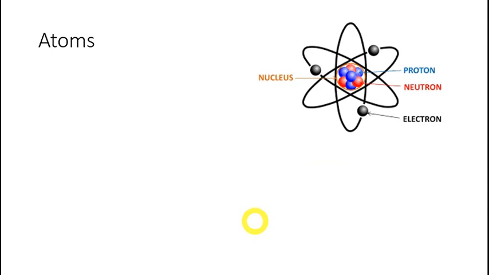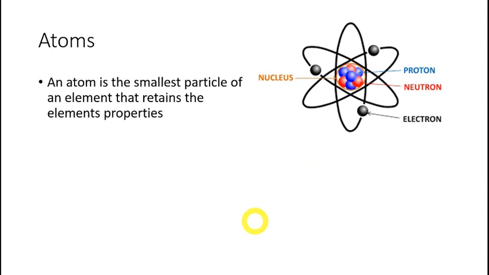So let's get into this. Atoms are the smallest particle of an element that retains that element's properties. So if we talk about copper, copper is an element. Okay, so I could have a hunk of copper, like in a piece of wire, but if I broke that down into its smallest particle, that would be an atom. Okay, and that atom would contain everything that still makes it copper.